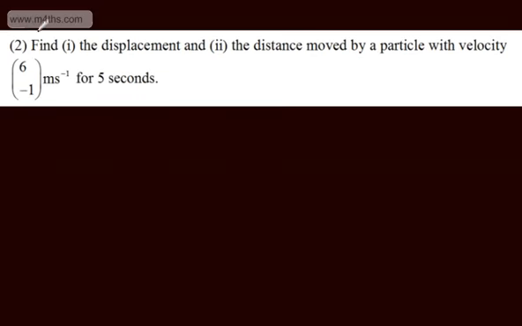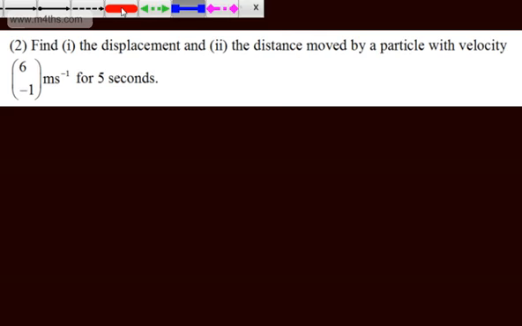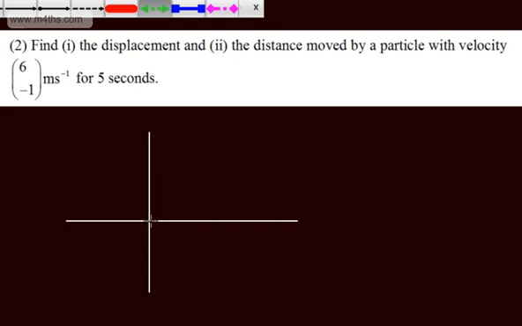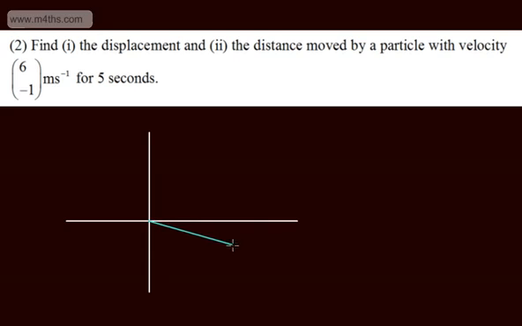In question 2, we're asked to find 1, the displacement, and 2, the distance moved by a particle with velocity 6i - j meters per second for 5 seconds. If we consider the displacement and just sketch this up, we're moving with this particular vector. So we're going 6 to the right and 1 down. That's going to go 6 across and then 1 down.